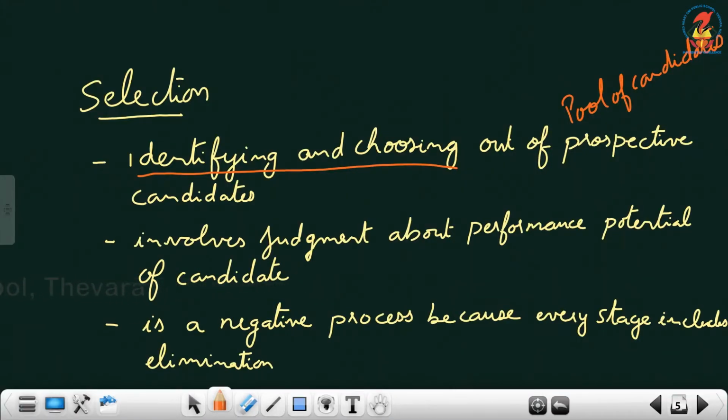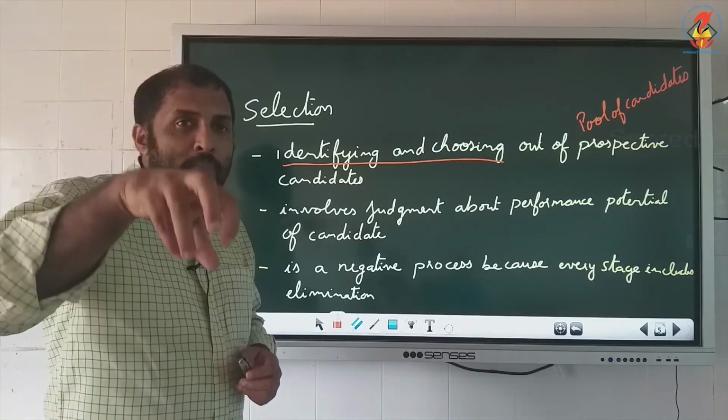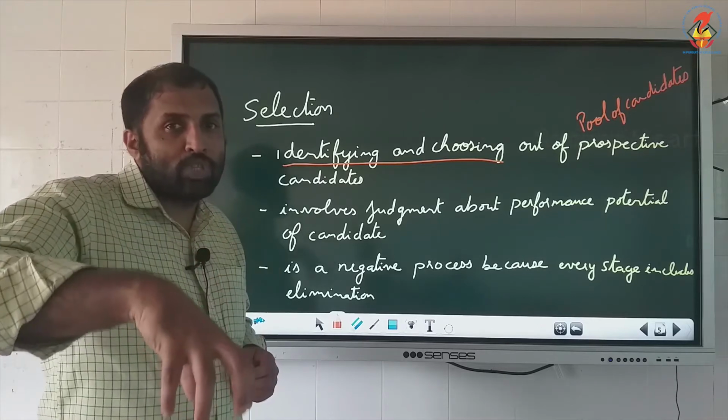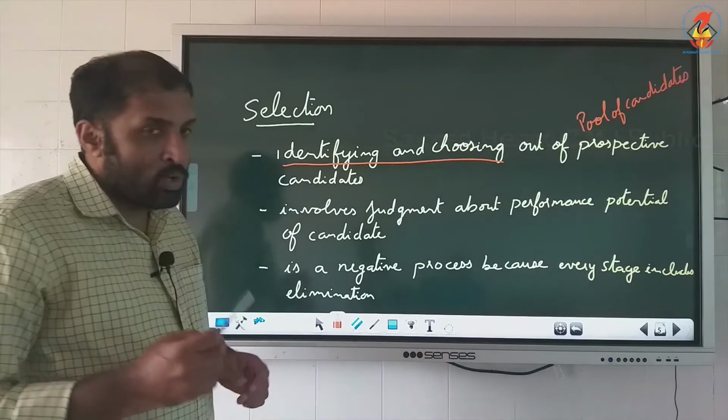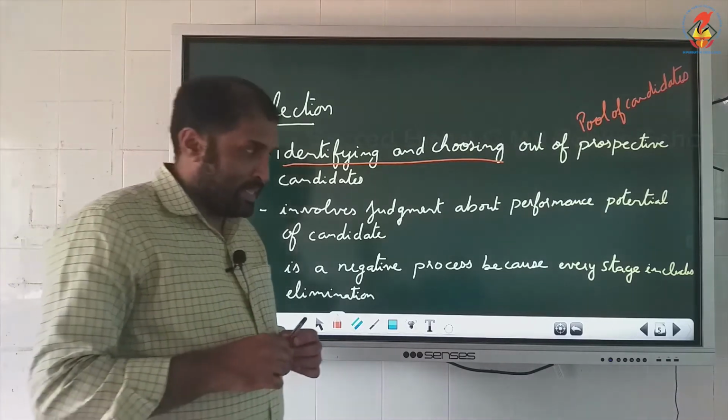Selection is a negative process because there is elimination. It's a negative process because every stage includes elimination. So, selection, to put in simple words, is choosing from among the pool of candidates, choosing the best from among the pool of candidates. So, that is the meaning of selection.